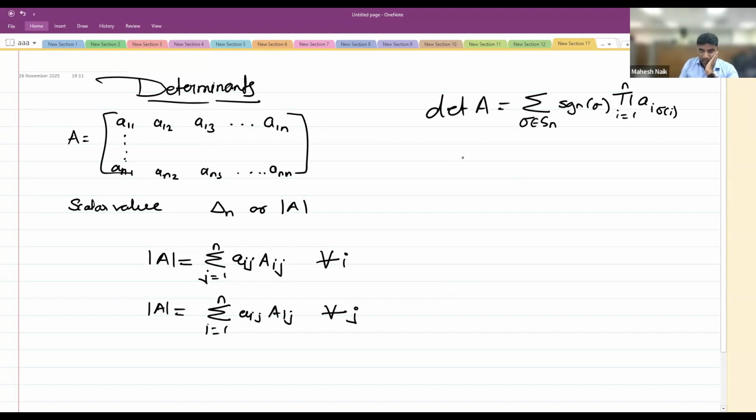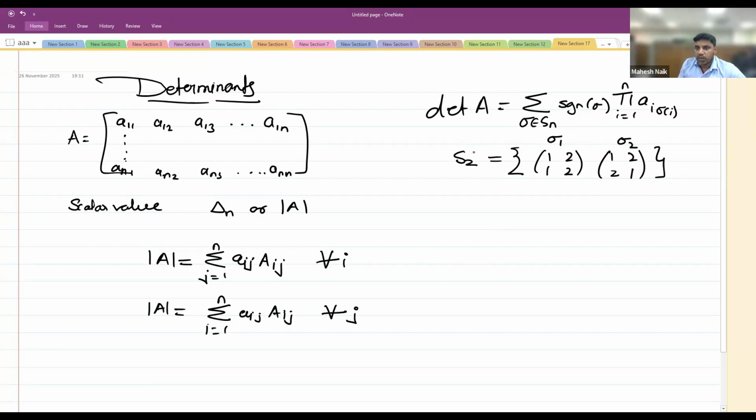So in case I am dealing with S2, we know that S2 will have only two permutations. The first one would be the permutation where the elements map to itself, so the identity permutation. And in the second case, 1 would map to 2, 2 will map to 1. So these are the only possibilities. Okay, so I can call this sigma 1 and this sigma 2.